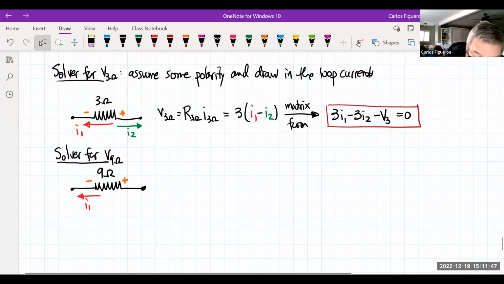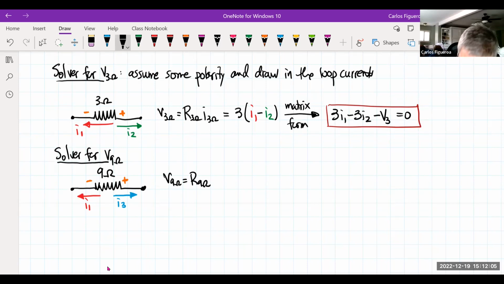So there's that resistor, and then there's this current now, which is I3. So then here I go. You can see that following Ohm's law, I'm going to write down exactly the same thing. I get V9 ohm is going to be R9 ohm times I9 ohm. Then I'm going to go ahead and put this into matrix form.